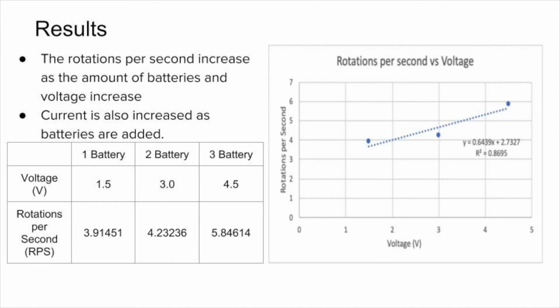Overall, the results showed us that as you increase the number of batteries, meaning voltage, which is proportional to current, power and the rotations per second increase. This confirmed the hypothesis we initially made. The graph displays this well as the trend line is increasing.